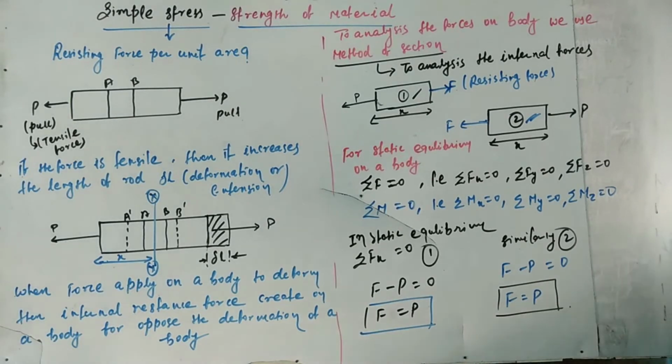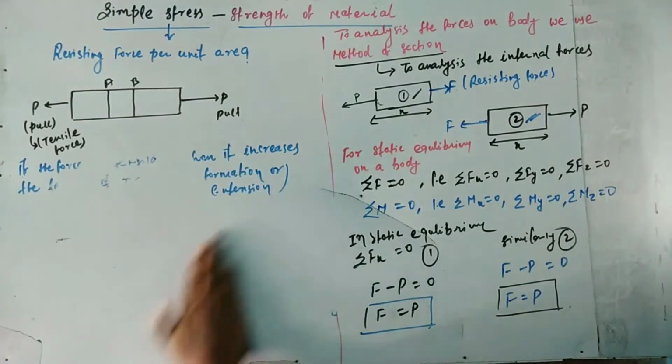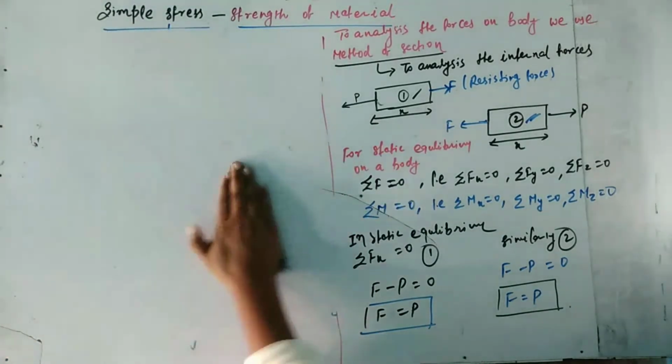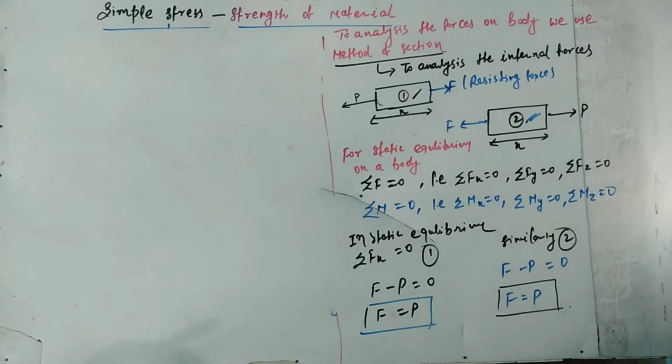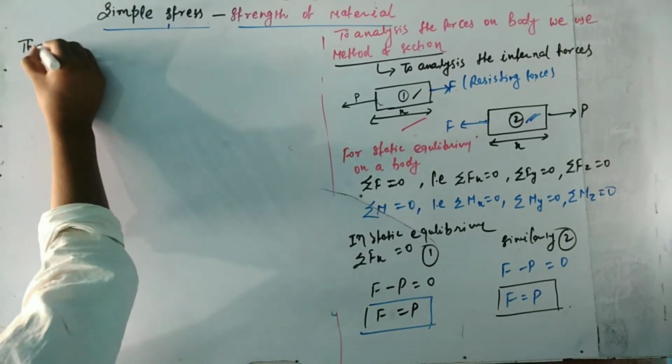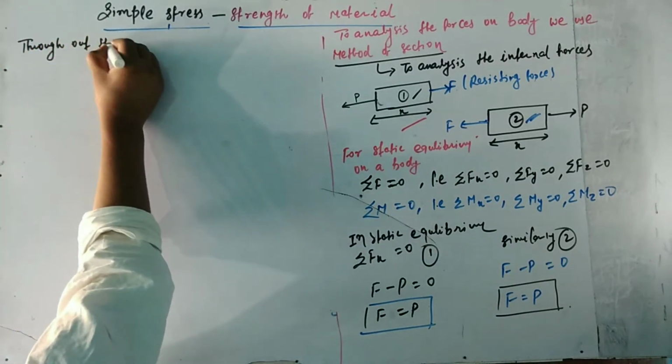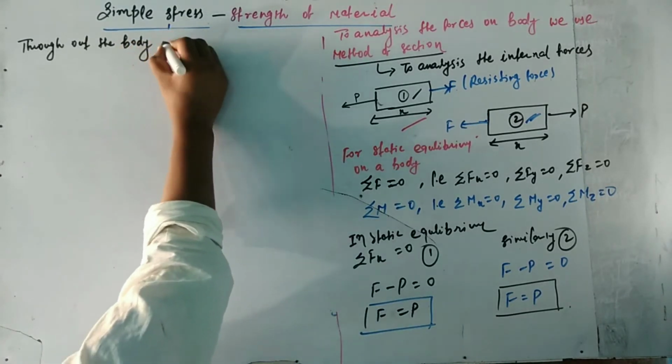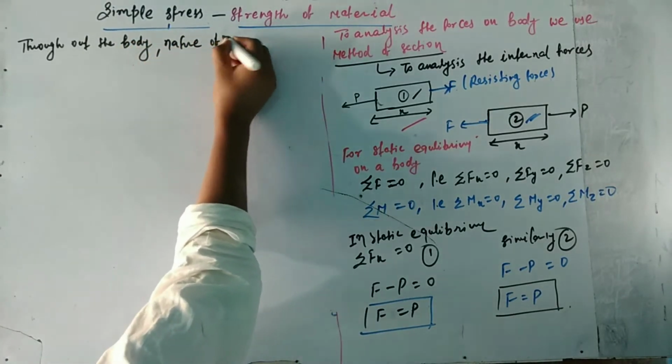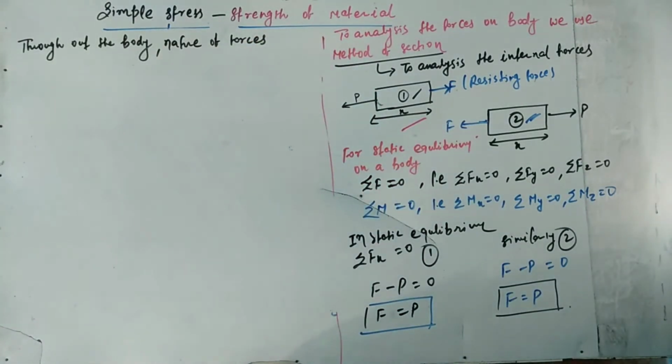Therefore F equals P. So this condition will be throughout the body. Throughout the body, the nature of forces will be the same. If the nature of forces is the same, then the equation will be the same also. If we take more than 2 segments, then the equation will be the same for all segments or all free body diagrams.